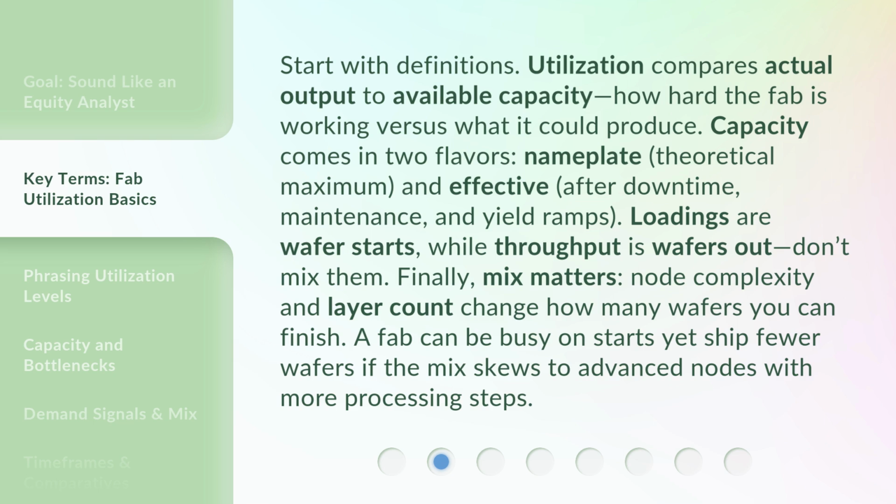Start with definitions. Utilization compares actual output to available capacity: how hard the fab is working versus what it could produce. Capacity comes in two flavors: nameplate, the theoretical maximum, and effective, after downtime, maintenance, and yield ramps. Loadings are wafer starts, while throughput is wafers out. Don't mix them. Finally, mix matters. Node complexity and layer count change how many wafers you can finish. A fab can be busy on starts, yet ship fewer wafers if the mix skews to advanced nodes with more processing steps.